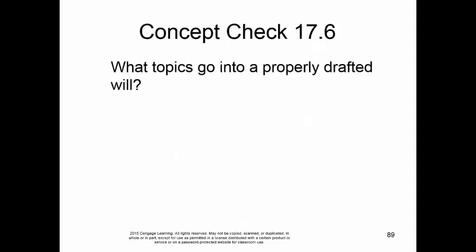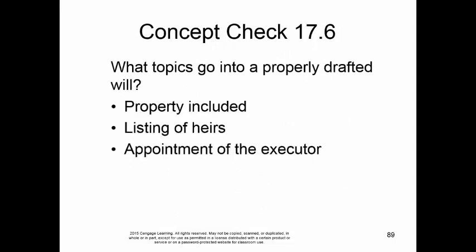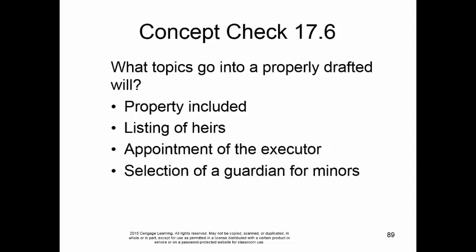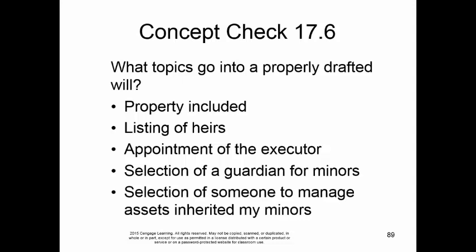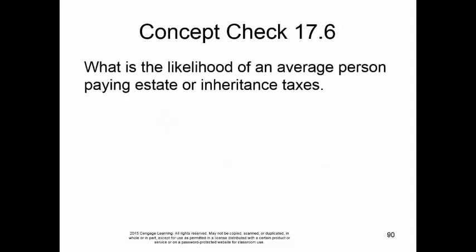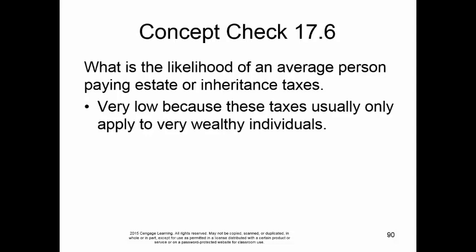What topics go into a properly drafted will? Property included, listing of heirs, appointment of the executor, selection of guardian for minors, selection of someone to manage assets inherited by minors. This could be the guardian or someone else. What is the likelihood of the average person paying estate or inheritance taxes? Very low, because taxes usually only apply to very wealthy individuals. We saw previously that there was a $5.4 million exception.